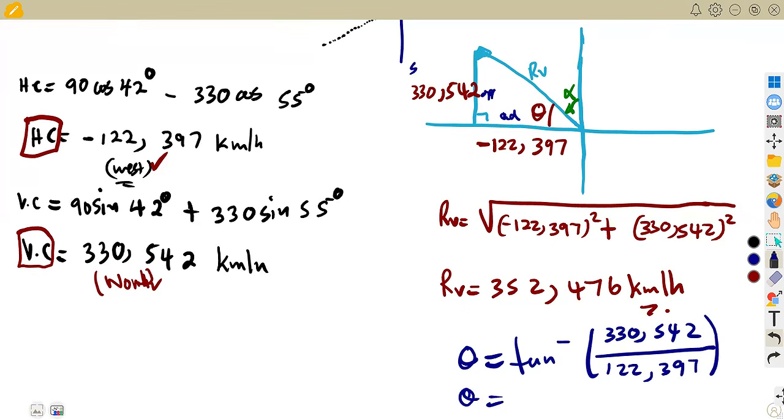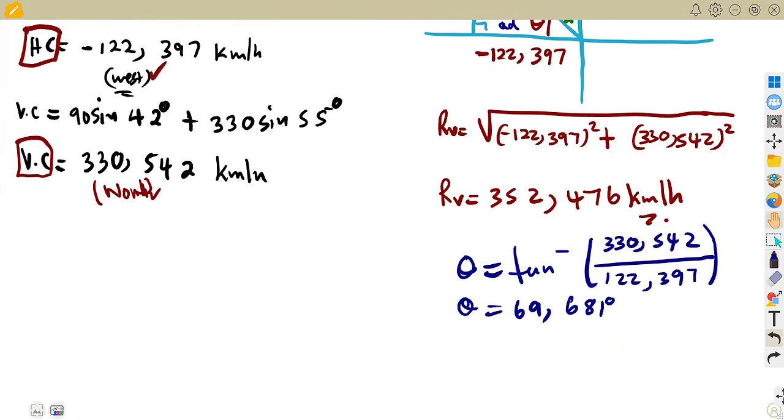So arctan of this is going to give you something like 69,6808, which is 681 to 3 decimal places. So I've got our resulting velocity and also its direction. So therefore, we're going to have our RV. That's our RV is going to be 352,476 kilometers per hour. All right.